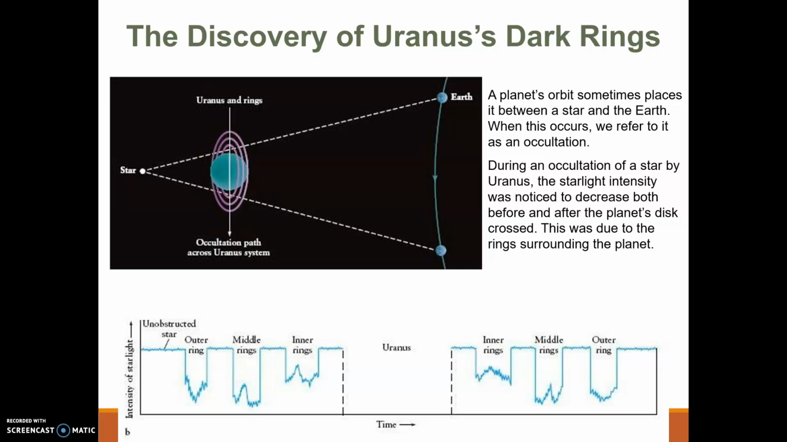Another thing that we've discovered about Uranus are these dark rings that we can see around it. Sometimes in this planet's orbit, we can see this occur, which is called occultation. During occultation of a star, we can see a decrease in light before and after the planet's disk. That proves that there are rings surrounding those planets. We can see those differences in this graph here, which shows those rings in between our view of that star and Uranus's rings.